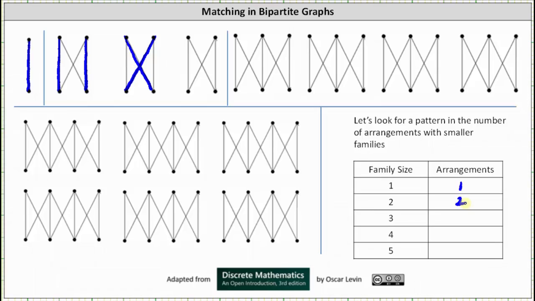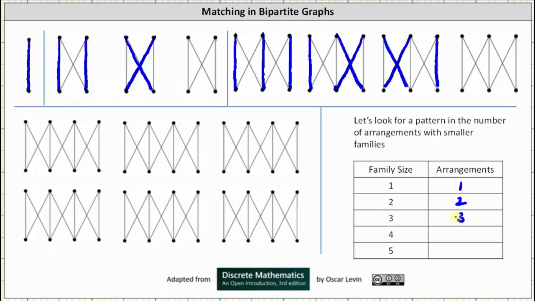And again, thinking of this in terms of x's and i's is probably easier. So we could have 3 i's for a family size of 3. We could have an I and an x. We could also have an x and an I. There are no other possible arrangements. We have a total of 3 arrangements. Notice so far the family size matches the number of marriage arrangements. Let's see if that continues.